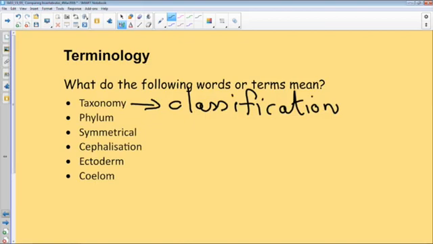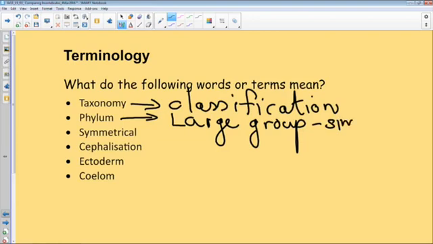The next term that you had to discuss, and I hope you guys came up with some good discussion around this, was the word phylum. And guys, remember that we're looking at different phyla today, but that would refer to a large group of classification under which organisms with similar characteristics are classified. So it's a large group of classification of organisms with similar characteristics. And I'm going to try and fit that in here.